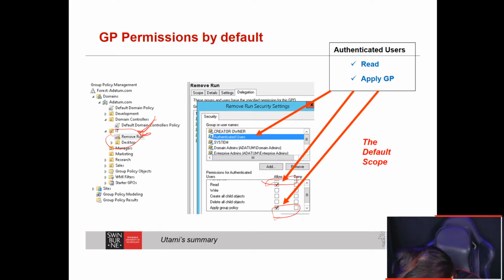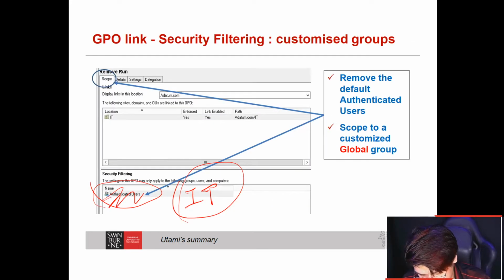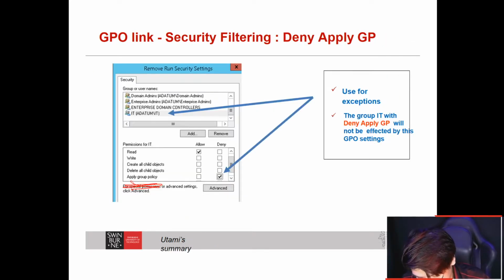Okay, so if we have the remove run, the IT users, any users inside the IT organizational unit will not be able to use the run function in Microsoft Windows accessories, okay? Unless you put this apply group policy setting as deny. So the people inside the IT group can use the run function, okay?